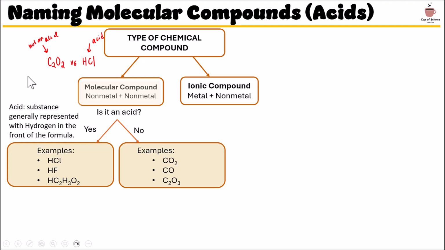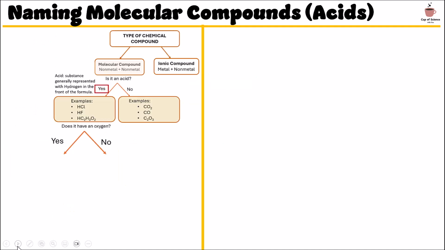Now that we have categorized that it is an acid, we need to further ask this question: does this acid have an oxygen? So this one does not, this one does not, but this one has an oxygen. Depending on whether it has an oxygen or not, it will determine the rules of nomenclature, of how to name these. So let's start off with if it does not have an oxygen. So does it have an oxygen? I say no, so I'm going to put no here.